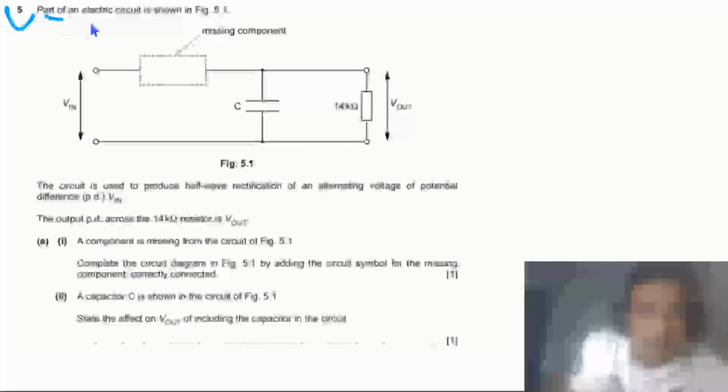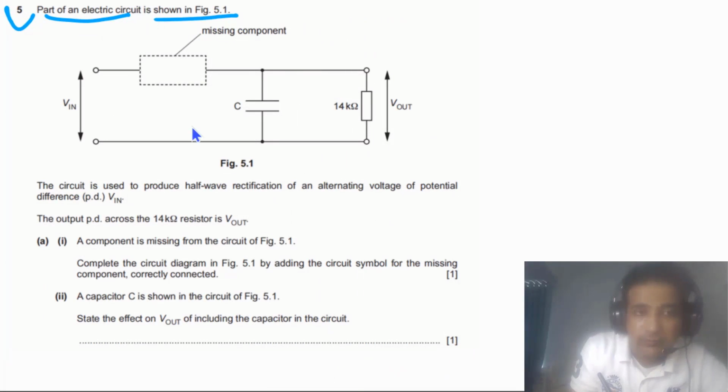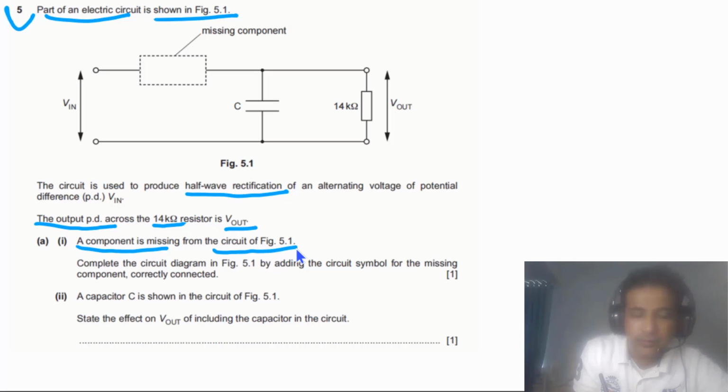Question 5 says part of an electric circuit is shown in figure 5.1. The circuit is used to produce half wave rectification of an alternating voltage of potential difference V in. The output PD across the 14 kilo ohm resistor is V out. For part A1, a component is missing from the circuit of figure 5.1. Complete the circuit diagram in figure 5.1 by adding the circuit symbol for the missing component, correctly connected. Very important: correctly connected.